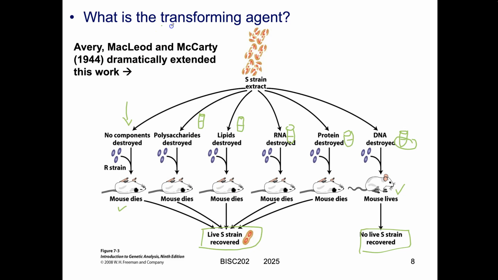So when we talk about the transforming agent, we're talking about the component of this extract that transforms the R strain into S strain. Okay, so that's the result of that first experiment. Griffith and his lab did this work early on, late 20s, I think.